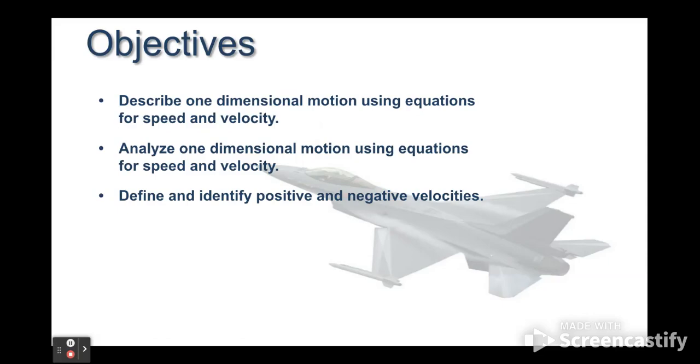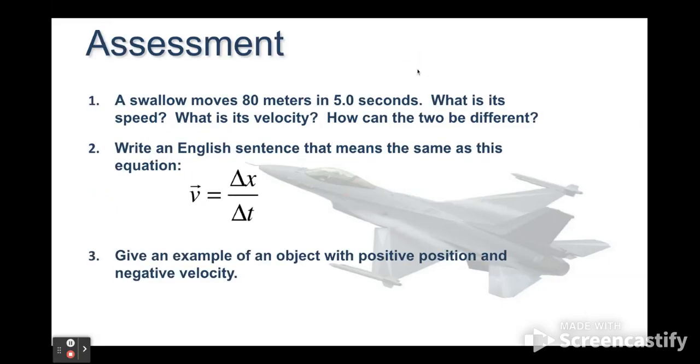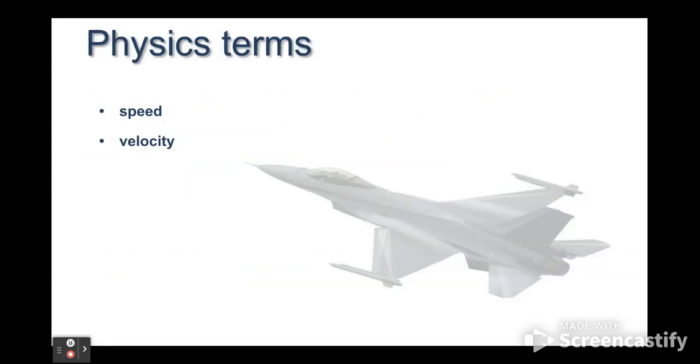So we're going to look at one dimension of motion and use the equation for speed and velocity in just one dimension, analyze those motions, and be able to solve for speed and velocity. And then also be able to define and identify positive and negative velocities and know what the difference really is. You'll see an assessment at the end of the presentation that has these 3 problems in it, and I definitely want you to use some space in your notes to give those a try as an example.